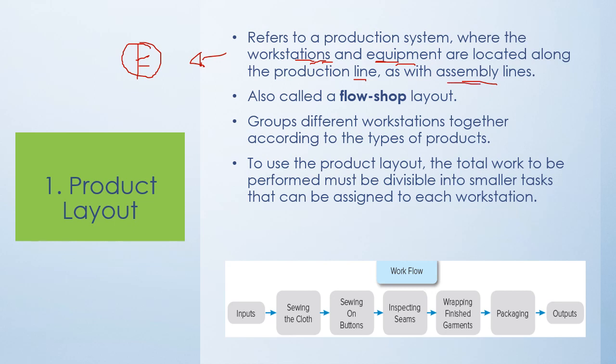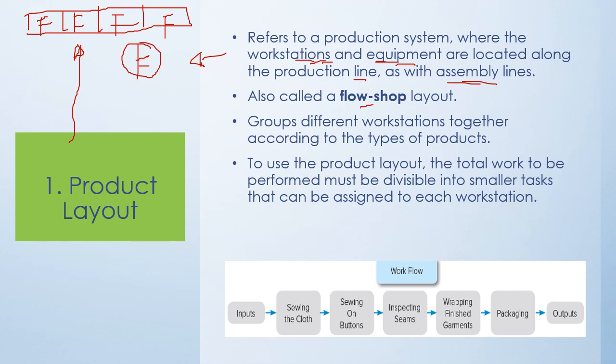Assembly line we covered earlier in the types of strategy. This is an assembly line where the workstations are on the assembly line. So product layout is where facilities are arranged this way. Facilities are on the assembly line. And the function of an assembly line is to assemble the components or assemble the parts. This product layout is also called flow shop layout. It groups different workstations together according to the types of layout.